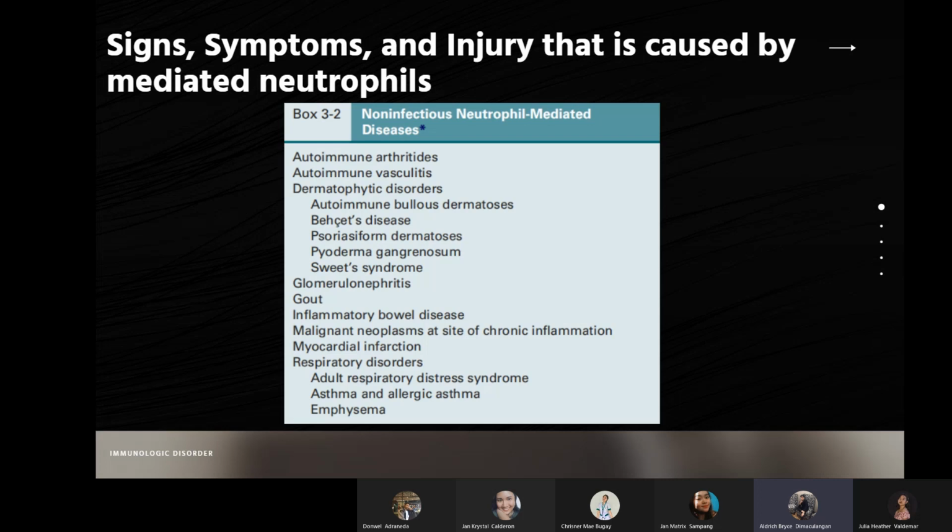The signs and symptoms and injury that is caused by mediated neutrophils. This is the mostly na nakikita po natin kaagad pag naapektuhan ang isang tao once na too much consume of inhalation of dust and nicotine. This is based on the book by Turgeon. Next slide po, please.